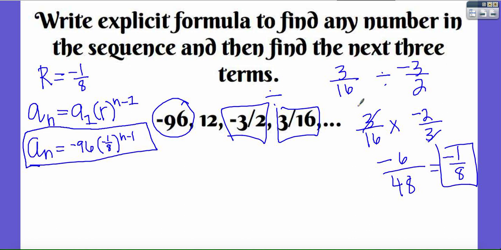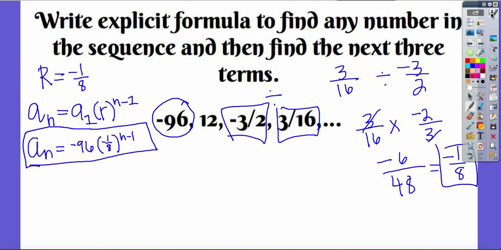And it says find the next 3 terms. Okay, so I could continue this just by dividing by -8 every time, or I could actually plug it into the formula. It's not usually this complicated, it just seems that way because these are fractions and we hate fractions. So if this is the first, second, third, and fourth number, and they want us to find the next 3 terms, we're trying to find a sub 5, a sub 6, and a sub 7.